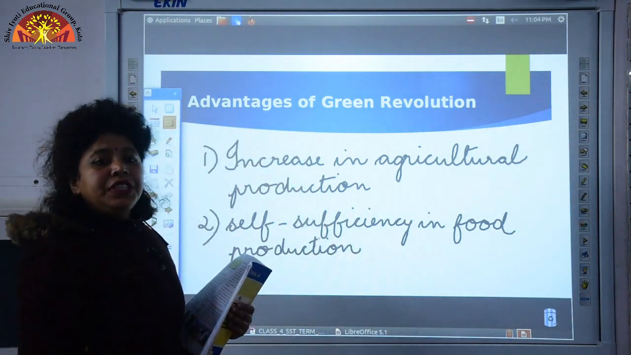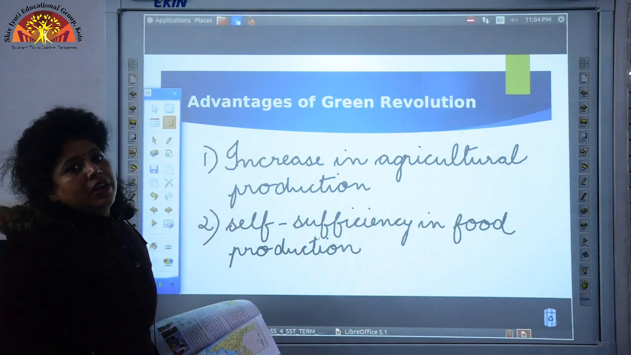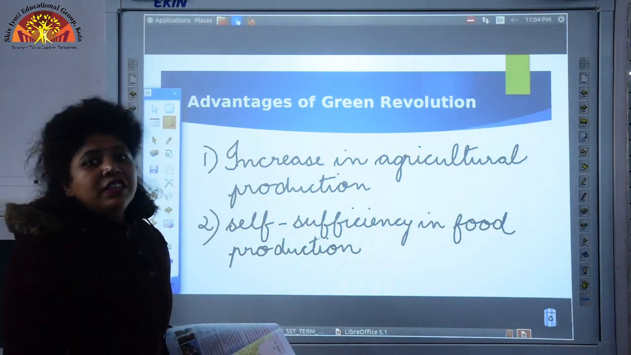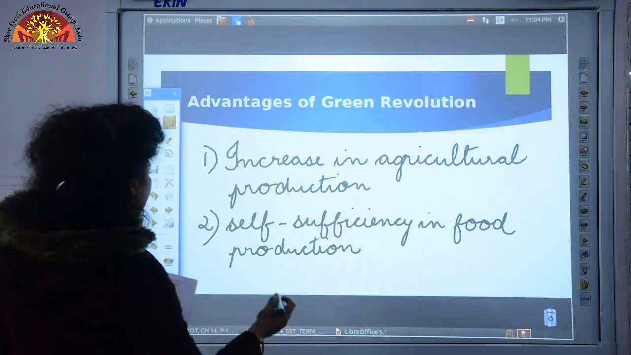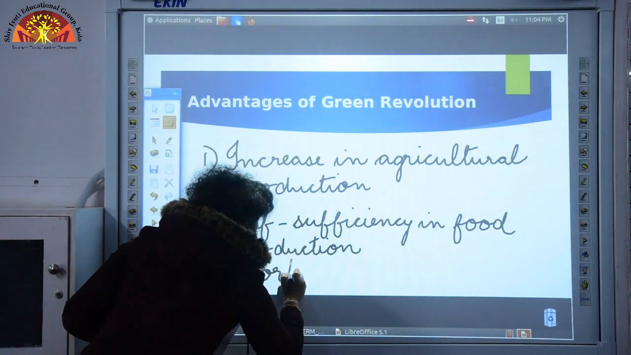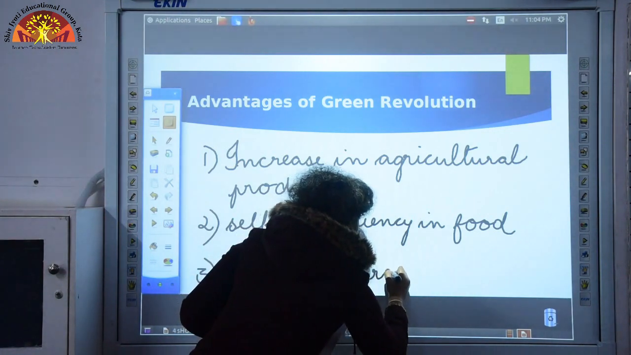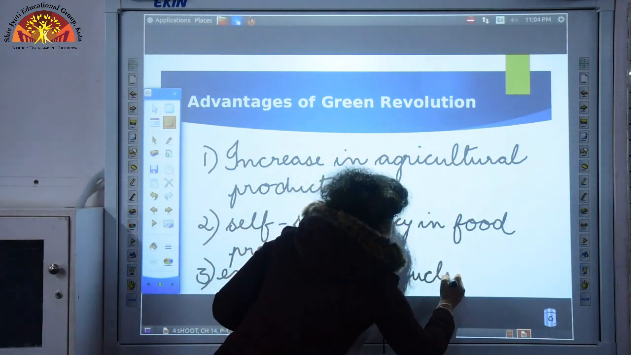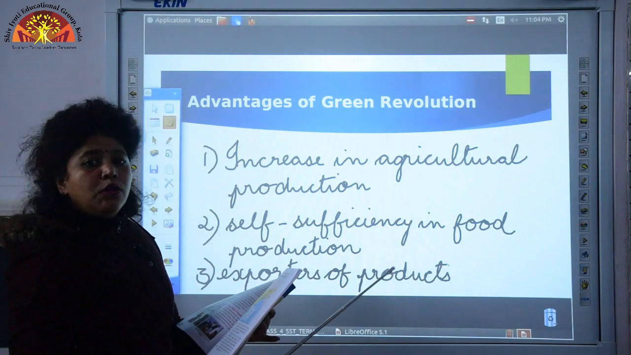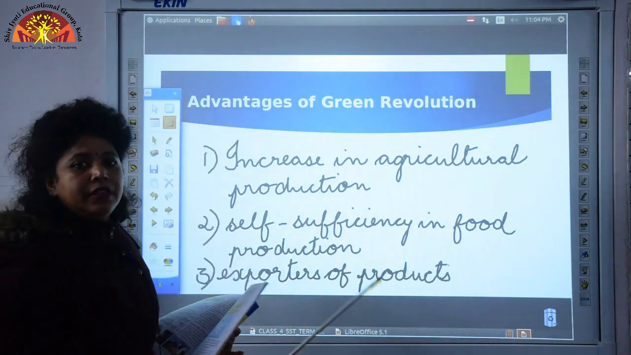What do you mean by self-sufficiency in food production? It means we were able to make enough agricultural products to feed our entire country, and not only that, we could even produce more, which led us to become exporters of agricultural products. Okay. So, because of increase in agricultural production, we had enough food for our entire country and more to export it to the different parts of the world.